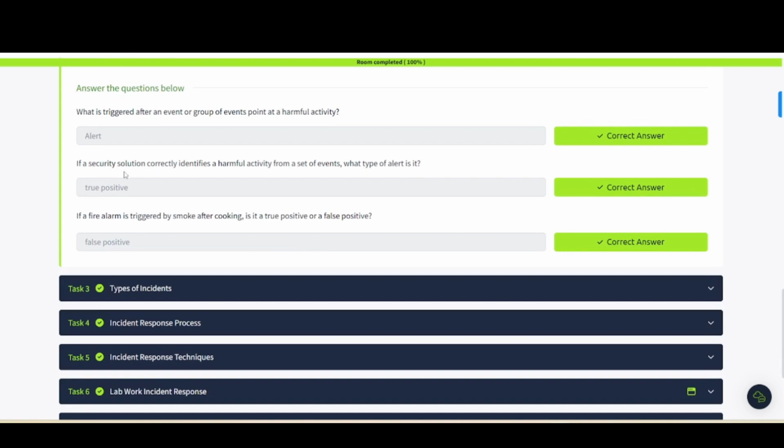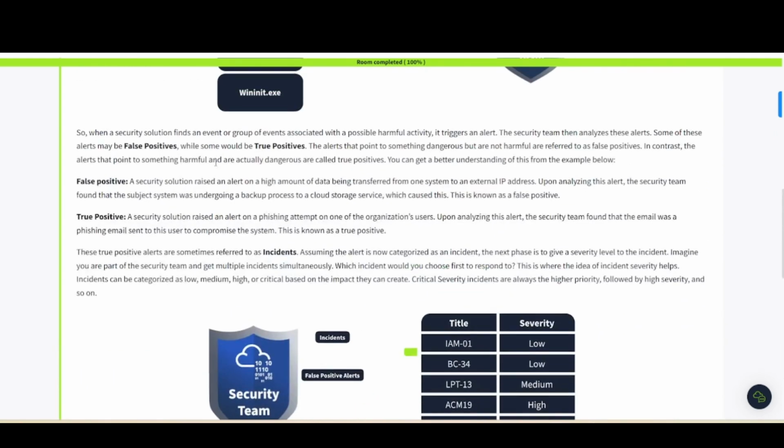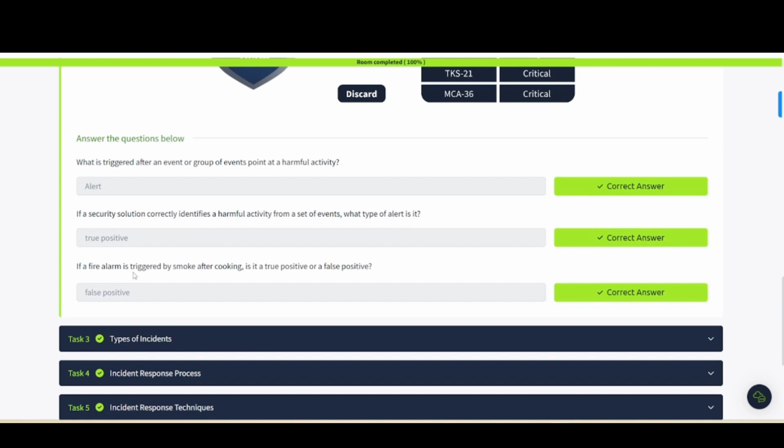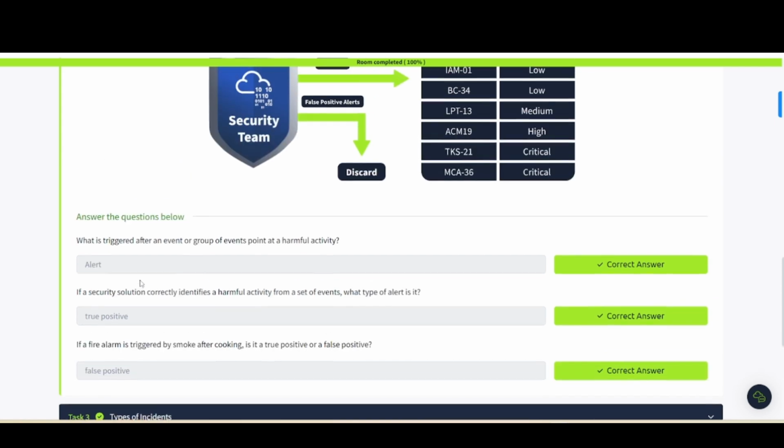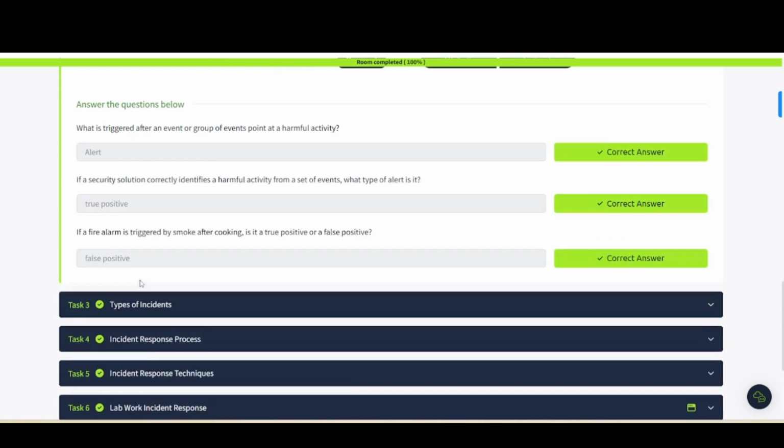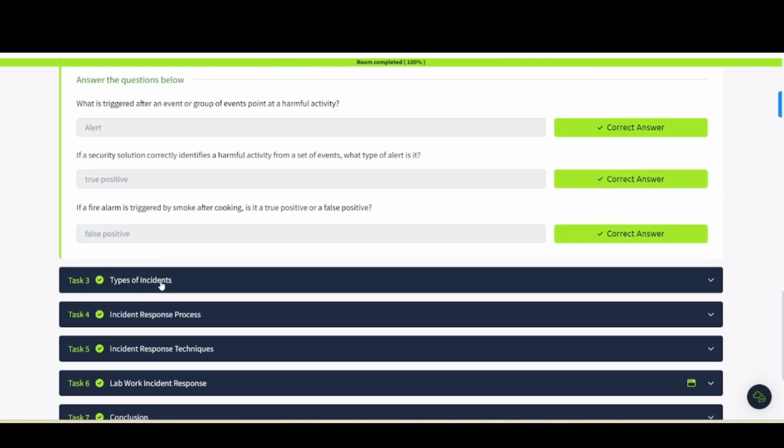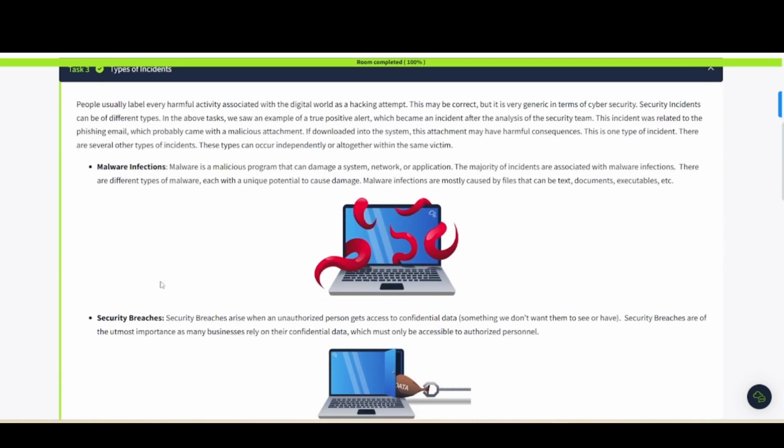Next one says, if a security solution correctly identifies a harmful activity from a set of events, what type of alert is it? Well, that's going to be a true positive, as explained here in the true positive section. If a fire alarm is triggered by smoke after cooking, is this a true positive or false positive? Well, it's going to be a false positive, because if it was a true positive, then it would be an actual fire inside of whatever area you're at. So if you had some fire going on inside your building and the fire alarm is triggered, then that would be a true positive. All right, task number 3, types of incidents.